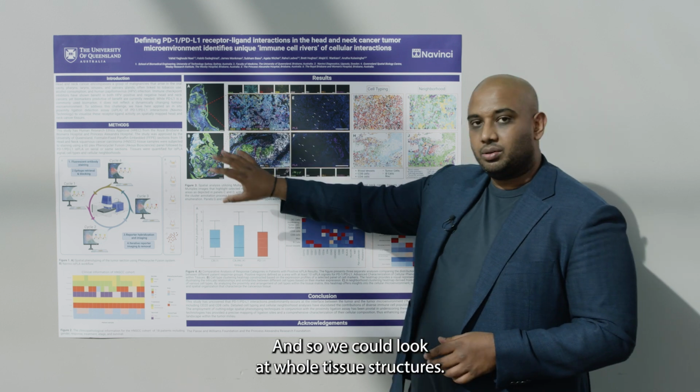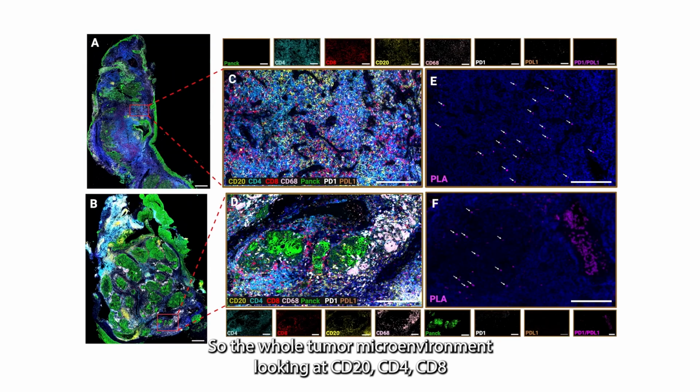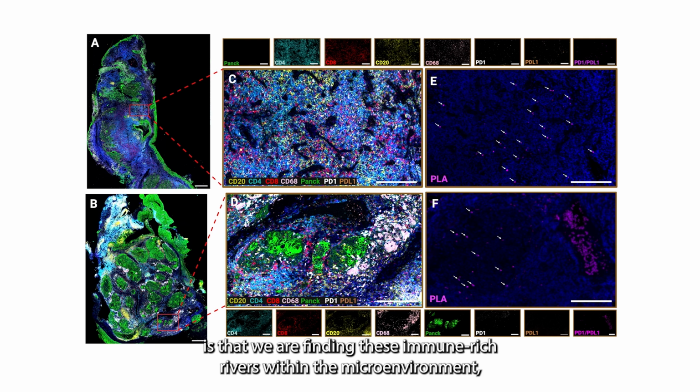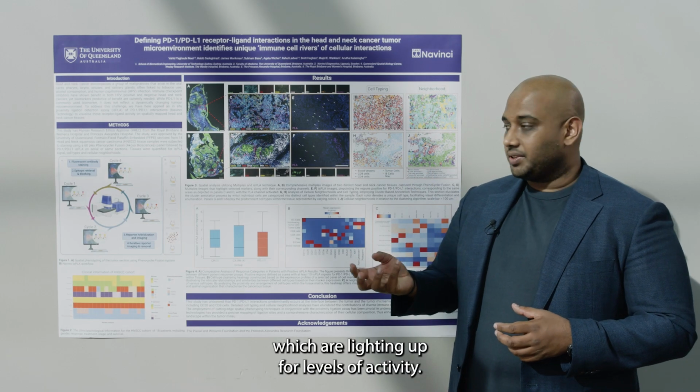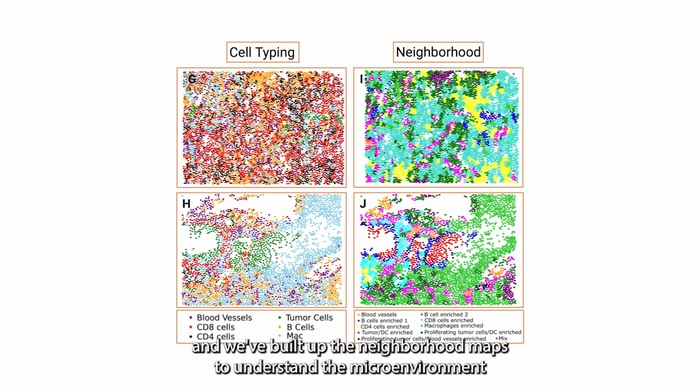We could look at whole tissue structures, so the whole tumor microenvironment, looking at CD20, CD4, CD8, CD68, pan-cytokeratin, PD-1, PD-L1 expression, so protein expression, as well as activation zones within the microenvironment. What we find using the ISPLA assay from Navenci is these immune-rich rivers within the microenvironment which are lighting up with levels of activity. We can quantify this information once we've done the cell typing and built out the neighborhood maps to understand the microenvironment at a greater depth.